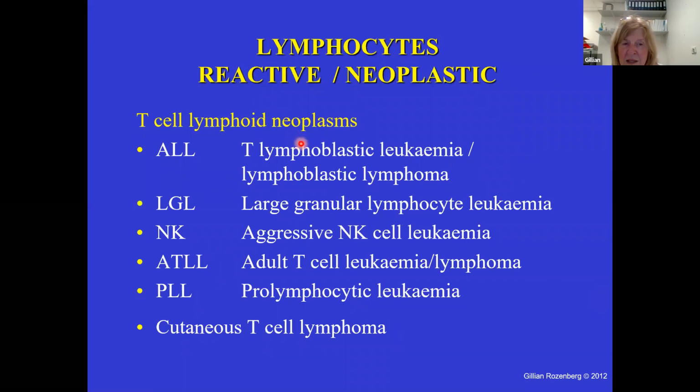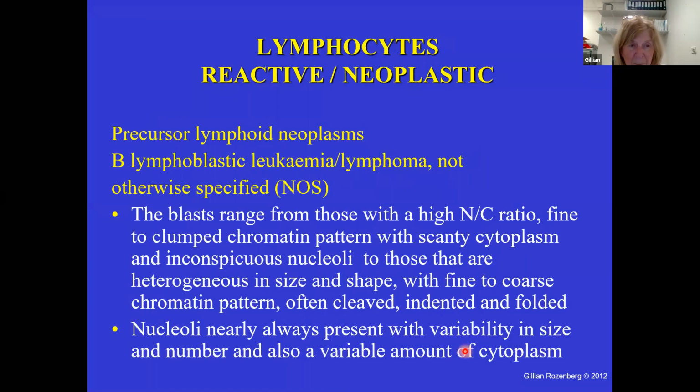So the T cell neoplasms: T cell lymphoblastic leukemia, lymphoma, large granular lymphocytic leukemia, aggressive natural killer cell leukemia, adult T cell leukemia, lymphoma, prolymphocytic leukemia, cutaneous T cell lymphoma. So we'll go through that second group at the end of this workshop. We're now going to go through the B cell lymphoblastic neoplasms or precursor neoplasms.